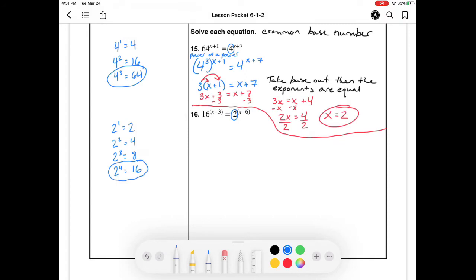So we can plug 2 to the fourth power in place of 16. So we get 2 to the fourth power to the x minus 3 power equals 2 to the x minus 6 power. We're going to use our power of a power rule again and multiply the exponents on the left side of the equal sign. So we get 4 times x minus 3 equals x minus 6. Again, we took those bases out because we don't need them anymore.